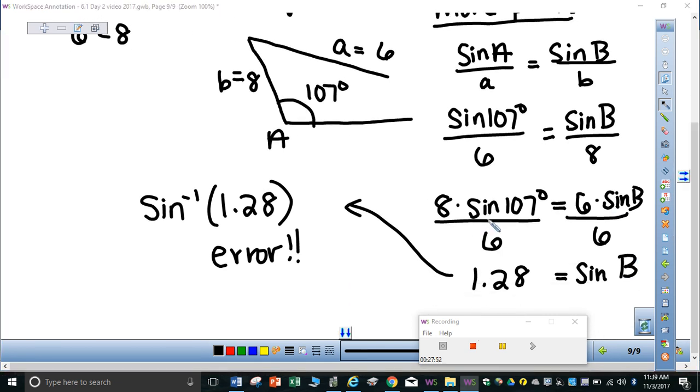All right, so that is the law of sines. That's the end of day 2, looking at the ambiguous case, the side-side-angle situation.